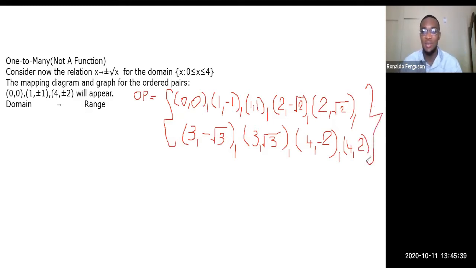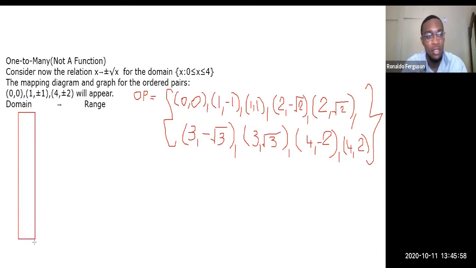Alright, so that's what we get. Now that we've gotten that out of the way, and we've got our ordered pairs, the next thing we need to do is draw our mapping diagram. So I like to draw a box. I'm going to put a box right here, and then I'm going to put another box right here for the range.